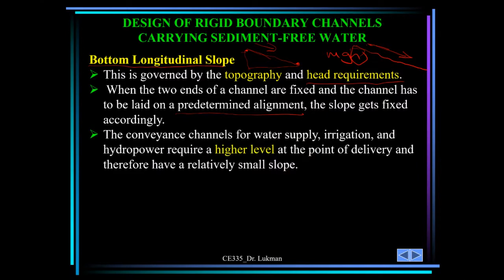The conveyance channels for water supply, irrigation, and hydropower require a higher level at the point of delivery and therefore have a relatively small slope. If they require a higher level at the point of delivery, then the slope is going to be smaller. Like when you have this way, this slope is smaller than this slope.